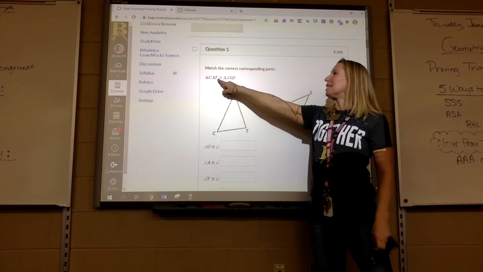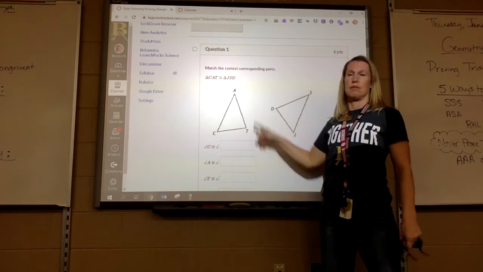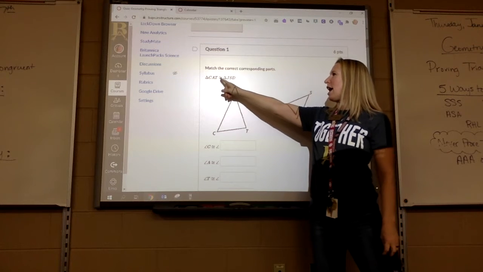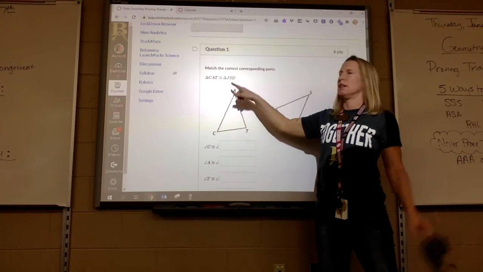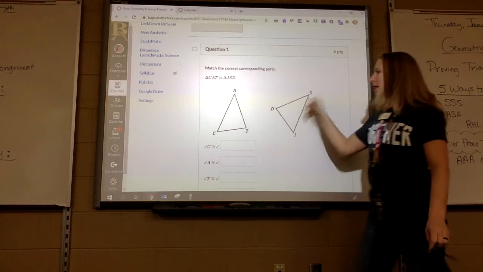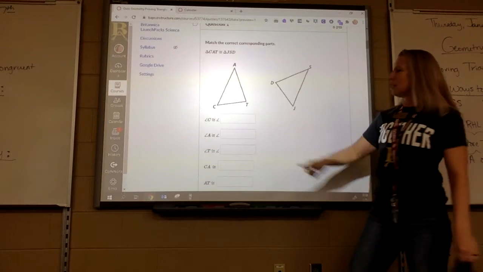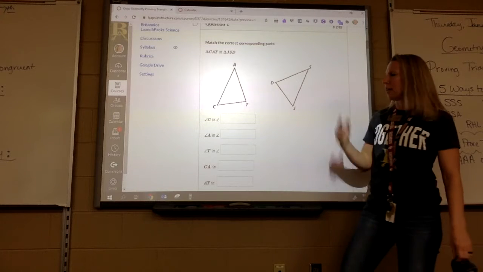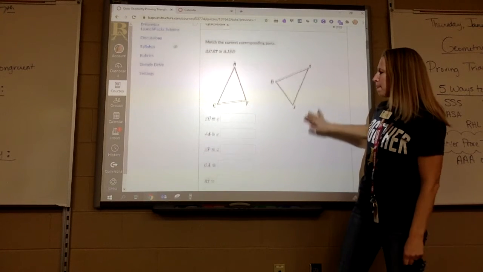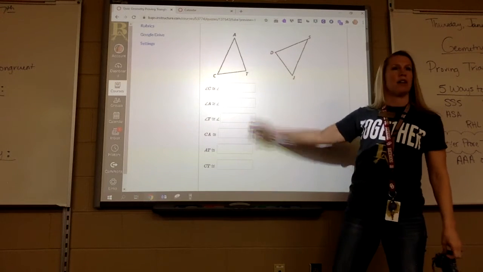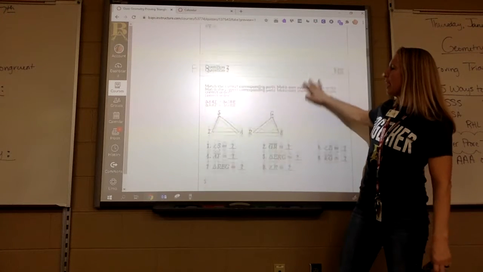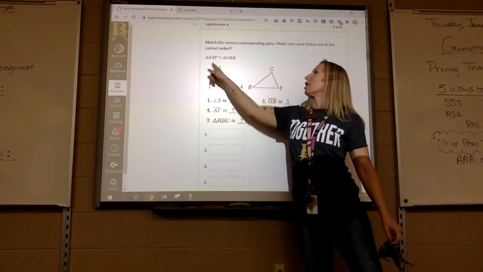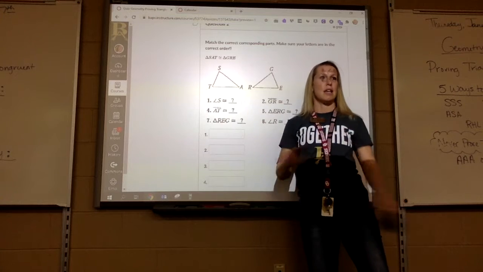Okay, the first two problems. Make sure you look at the statement, not the picture. Statement: triangle CAT congruent to triangle JSD. Use capitals. So angle C is the first letter. What would that be congruent to? J. Capital. Order does matter. On 1 and 2, make sure you look at the statement, not the picture.